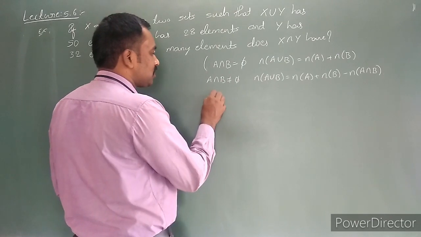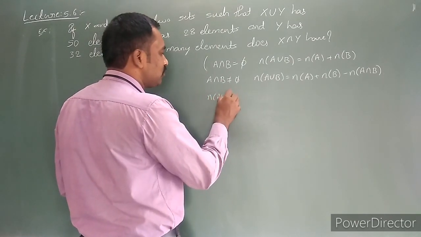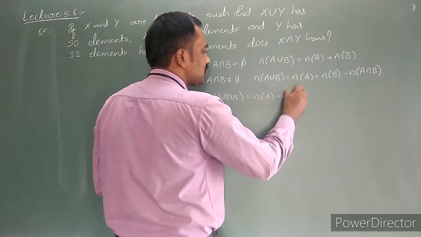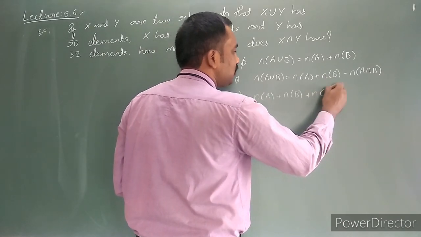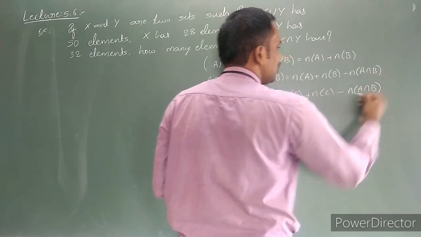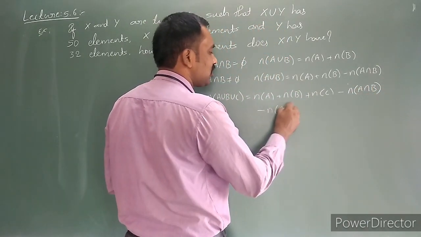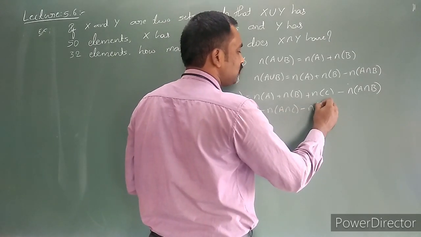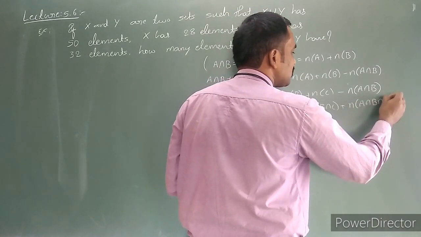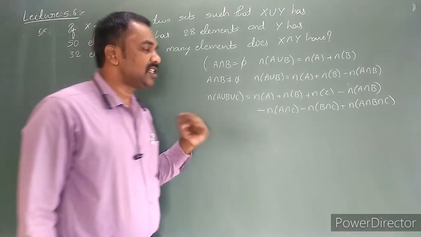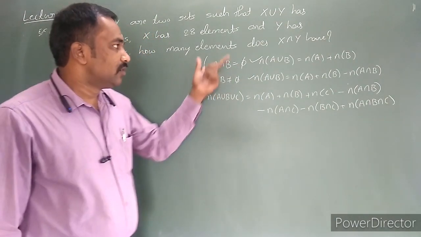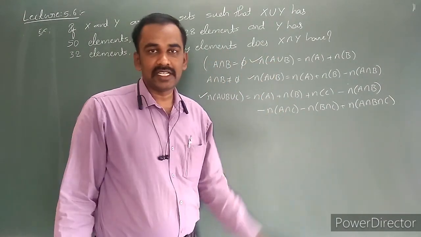And suppose there are three sets, A union B union C. In this case, what is the result? n of A plus n of B plus n of C, minus n of A intersection B, minus n of A intersection C, minus n of B intersection C, plus n of A intersection B intersection C. So these are the three formulas we have already taken: the first one, the second one, and the third one. We are just going to solve problems based on these results.